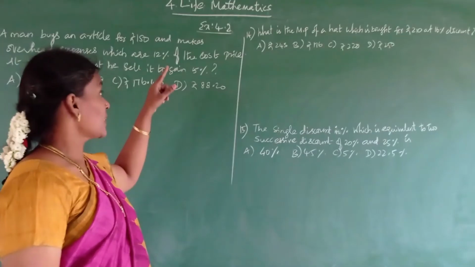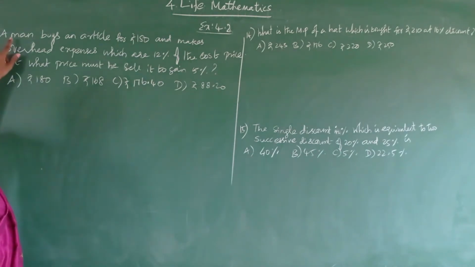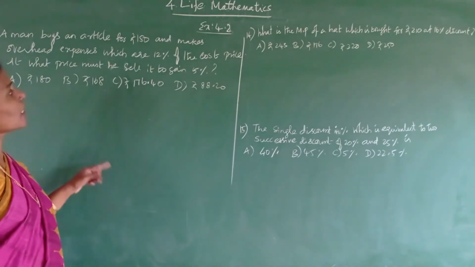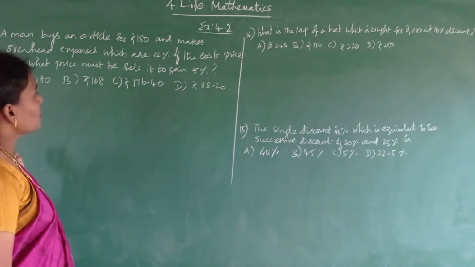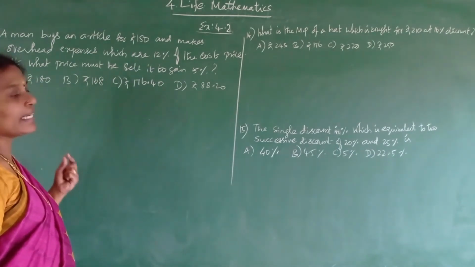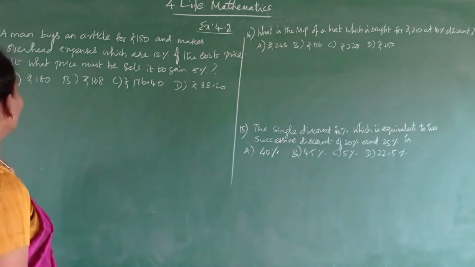Understand children? So exercise 4.2 objective type questions, 13th one. Okay, see a man buys an article for rupees 150 and makes overhead expenses which are 12% of the cost price. At what price must he sell it to gain 5%? This is the question. Okay.